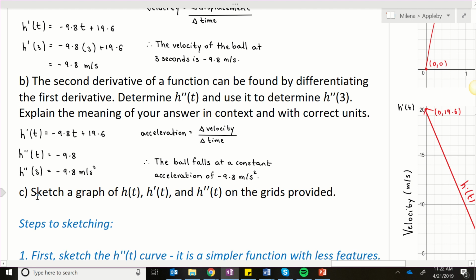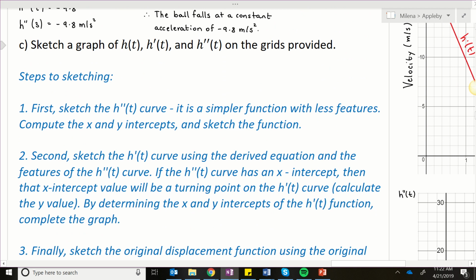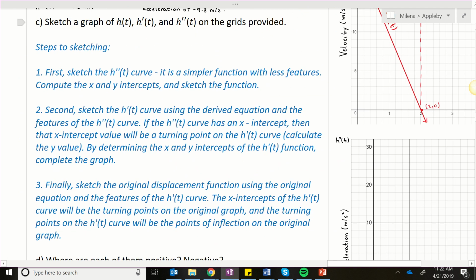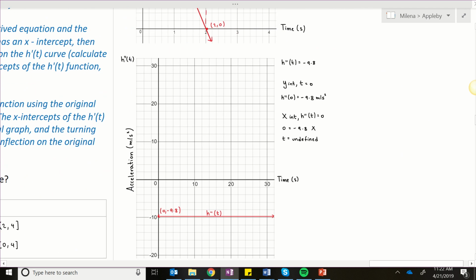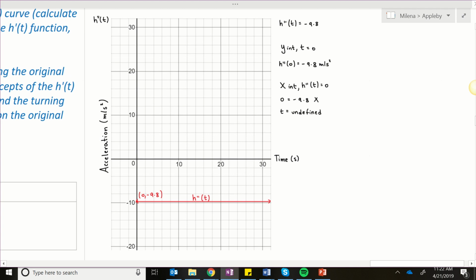Alright, part C requires us to sketch a graph of the displacement, velocity, and acceleration of our football. And below I included some essential steps to sketching, and I'll be guiding you through how to sketch each function right now. Alright, first you actually want to start with your acceleration function because this function has the least amount of features considering that it has the simplest equation. So the first step is actually writing the equation on the right side of your grid, which is just going to make things a lot easier.